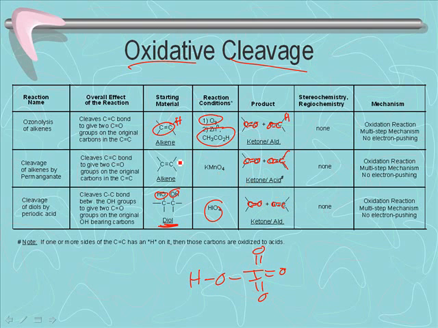Now in the case of permanganate, if one of our carbons had a hydrogen on it, then our product is actually a carboxylic acid. And the reason for that will become clear in a later slide.